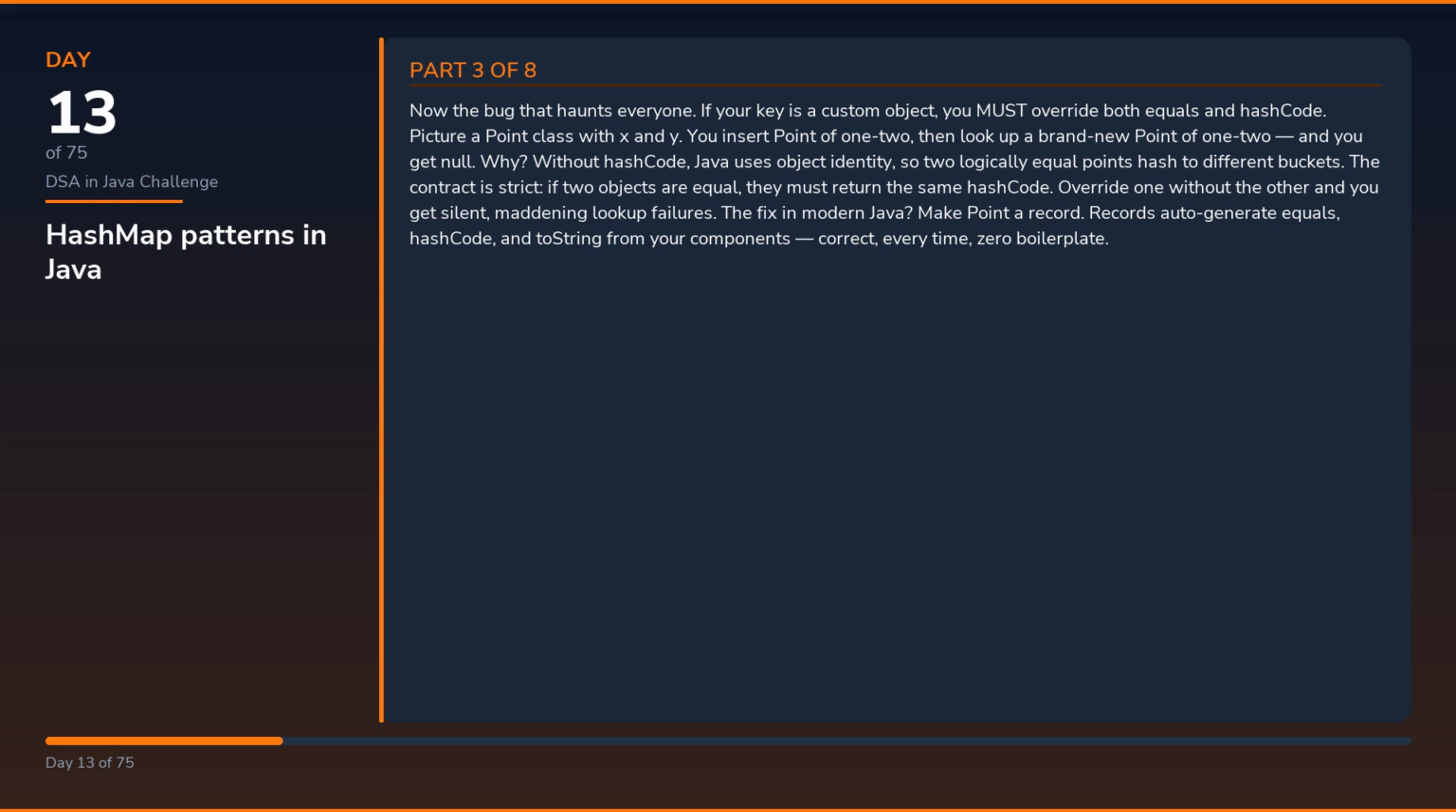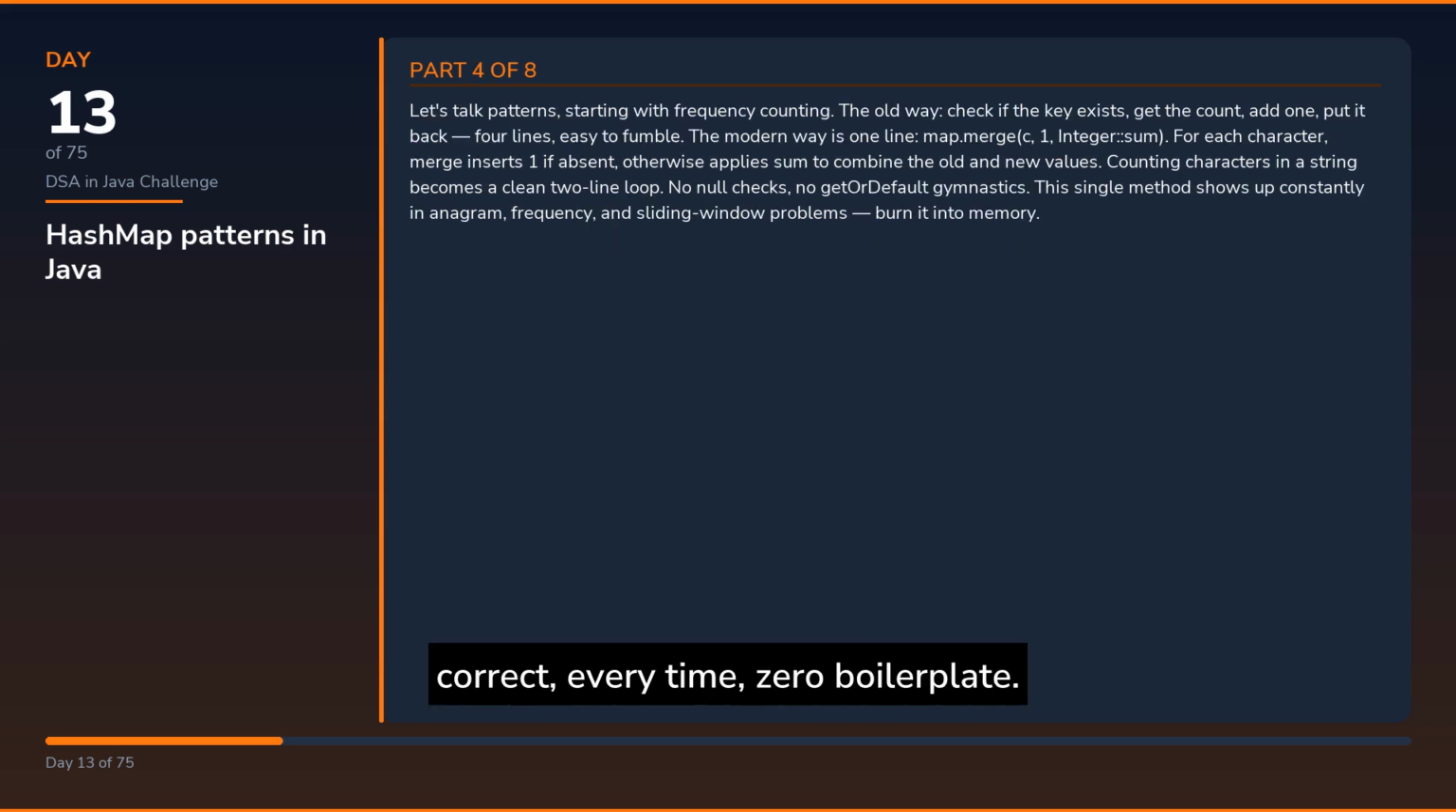The fix in modern Java? Make Point a record. Records auto-generate equals, hashCode, and toString from your components. Correct every time, zero boilerplate.